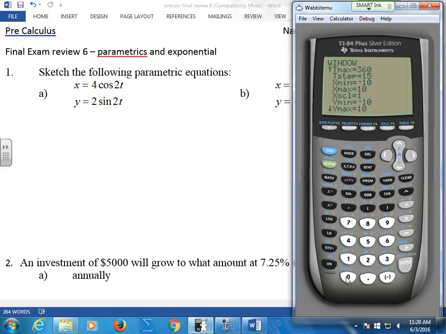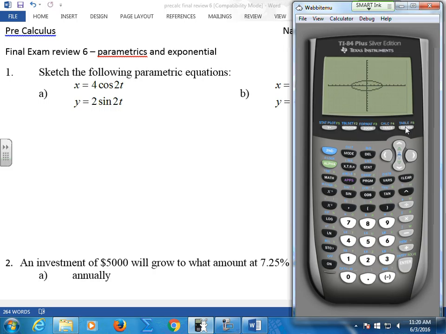Okay, so now you're going to go to your parametrics and you're going to put these guys in. Just put in a regular T. You don't need a 2T in this. And 2 sine T. Now, when you graph this, you need to pay attention to your orientation. So try to catch where it starts. Guys, watch. See where it started right here? What did this make? An ellipse.